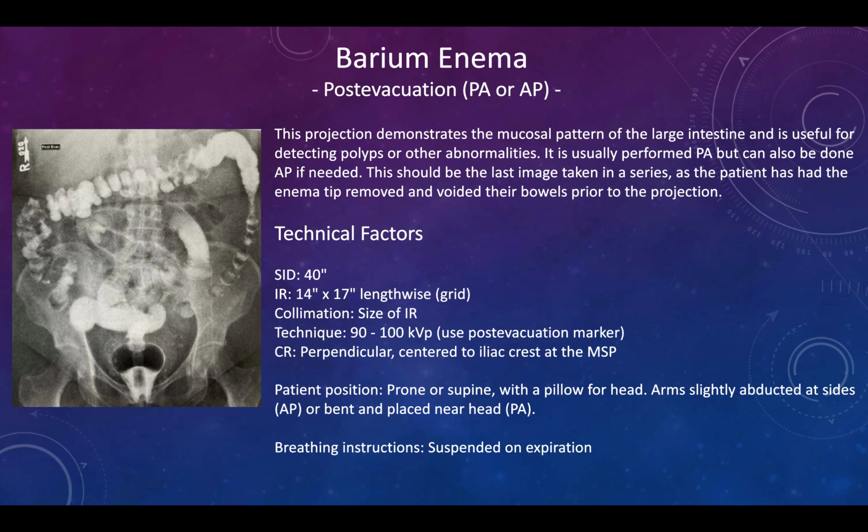The technique may even be slightly lower than this, depending on what our images look like. Because they've lost so much barium, there's going to be less bouncing back, so we might even go down to 80 kVp. So either prone or supine with a pillow for the head for our patient positioning, arms slightly abducted at sides for the AP, or bent and placed up near the head for the PA.